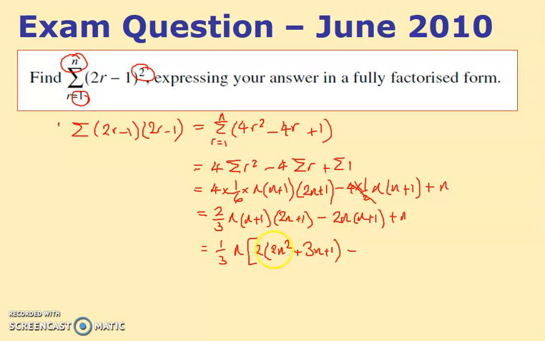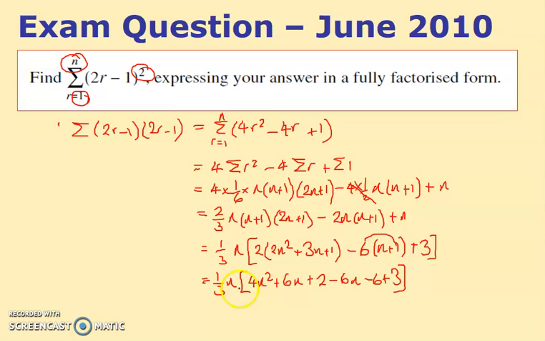Now, what do I times a third by to get 2? I reckon 6. 6 thirds are 2, yes, that's right. So it's 6n plus 1. And what do I times a third n by to get n? I reckon plus 3. So that gives me a third n. I get 4n squared plus 6n plus 2 minus 6n, don't forget, minus 6 plus 3. That's a third n.